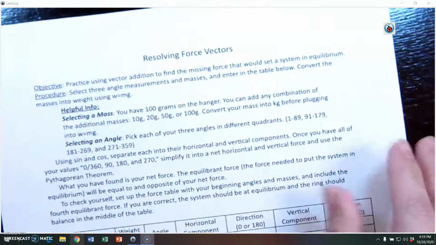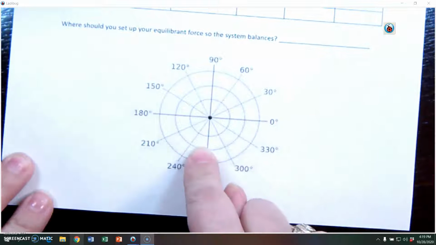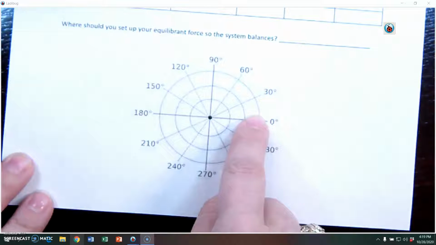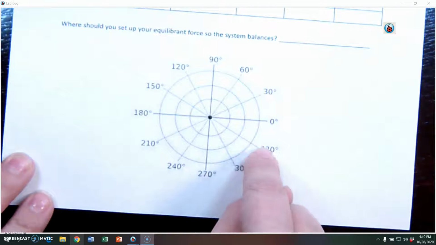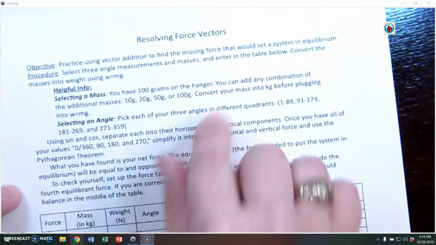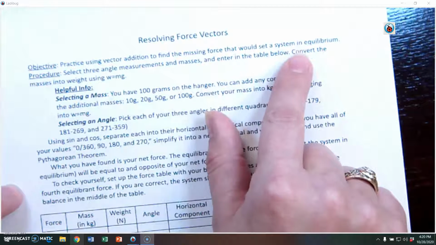Now the second one was a little bit trickier to explain. That's why I'm making this video, to explain resolving force vectors. In class, we were using a force table, which I posted pictures of. Imagine that this is like the aerial photo of our force table, and we had different strings going in different directions with weights hanging off of the strings, and we were trying to find the missing piece of our puzzle, that missing force that would balance it out and put it in equilibrium.